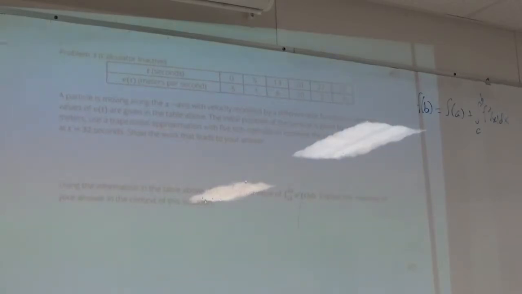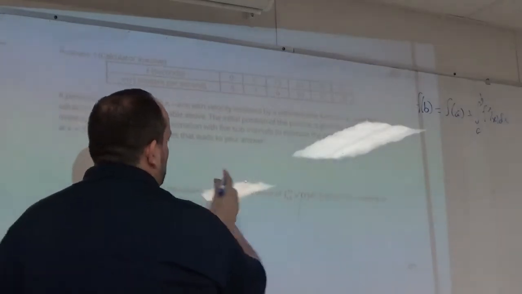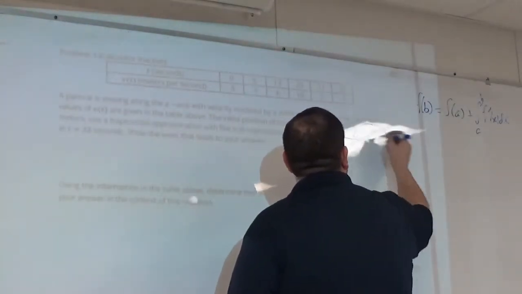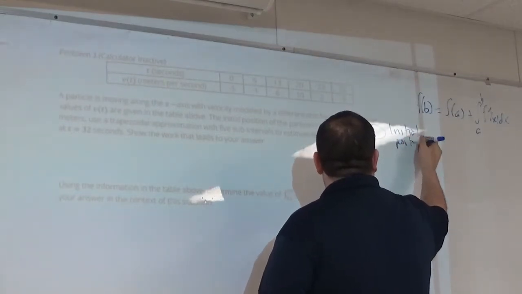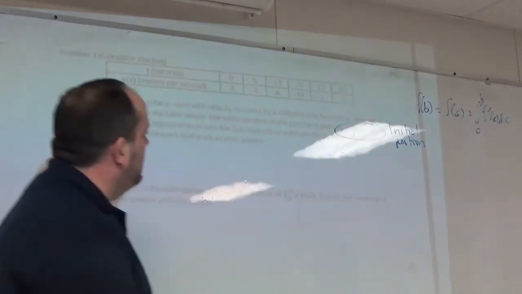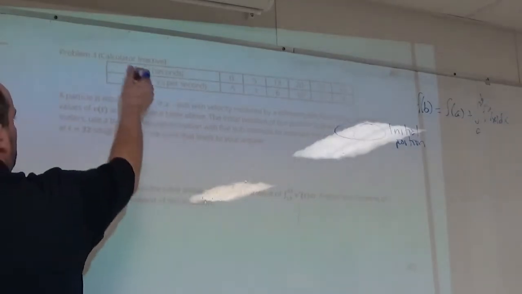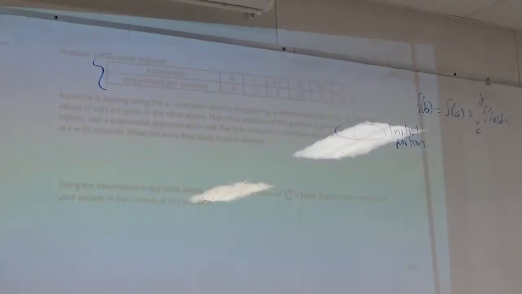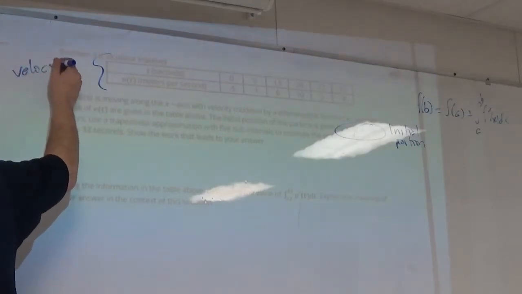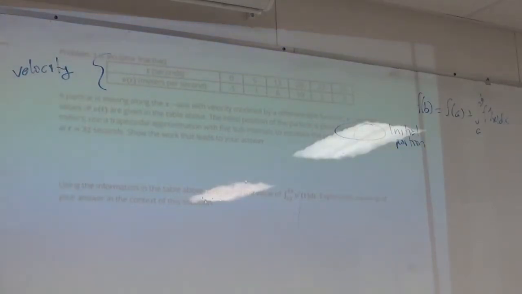Julissa, what do you say? You're given the initial position, x of 0 equals negative 4. And with the chart, with the values given in the table, you can find the intervals. Well, these are velocity values. Do velocity and position have anything to do with one another? Yes. What do they have to do with one another?